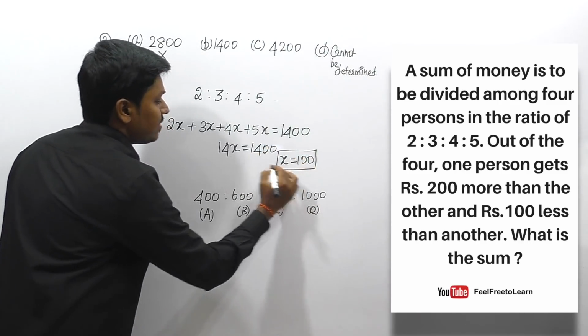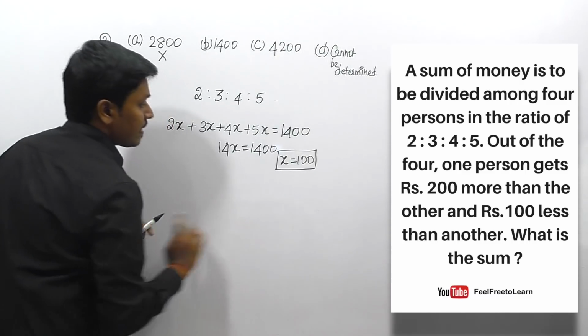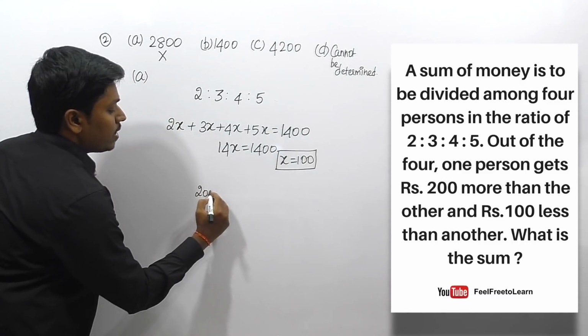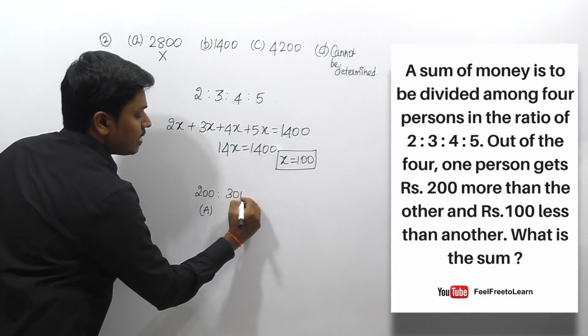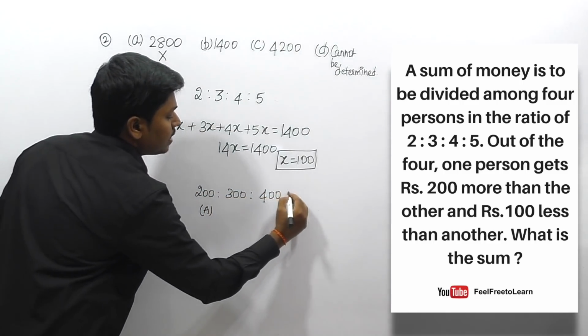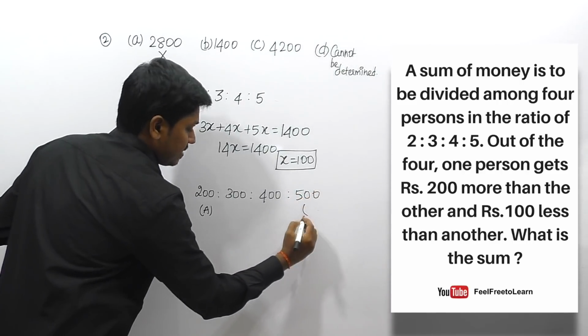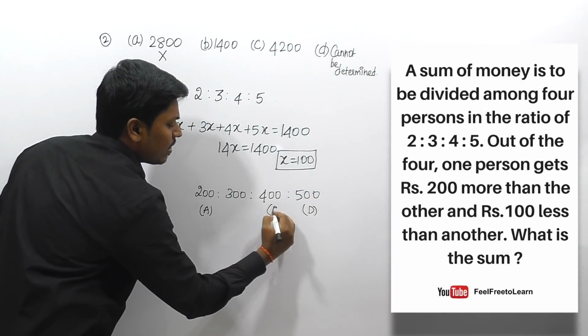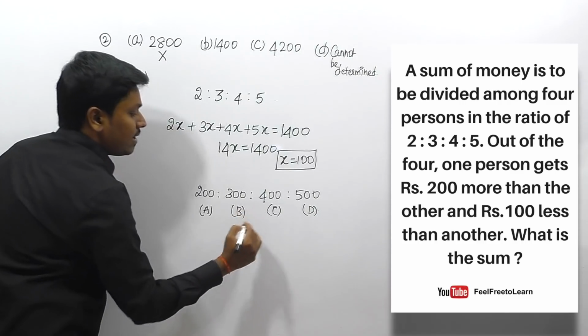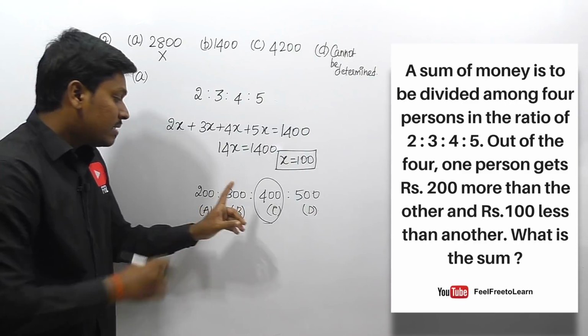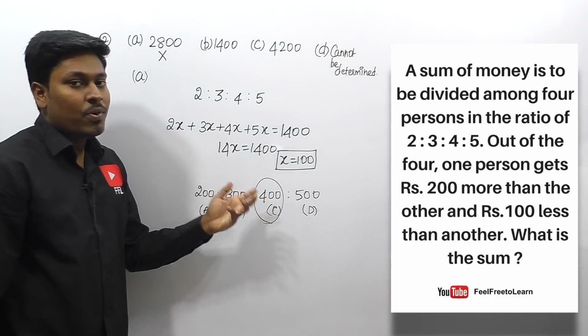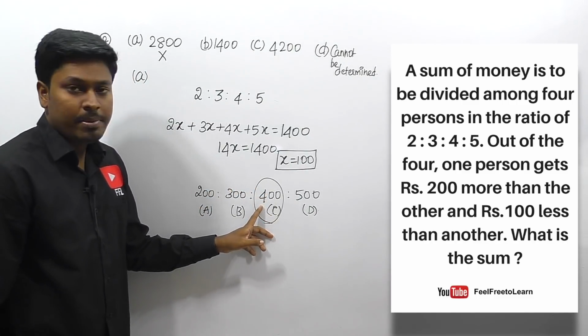So if x is equal to 100, friends, listen here. So 2x will be 200, A's share will be 200, right? And B will be 3 into 100, which is 300, and this will be 400 and this will be 500. So friends, listen carefully. Finally I think we got an answer now, because let me consider the person C. Assume that I'm just taking only the person C. So the person C amount is 400.